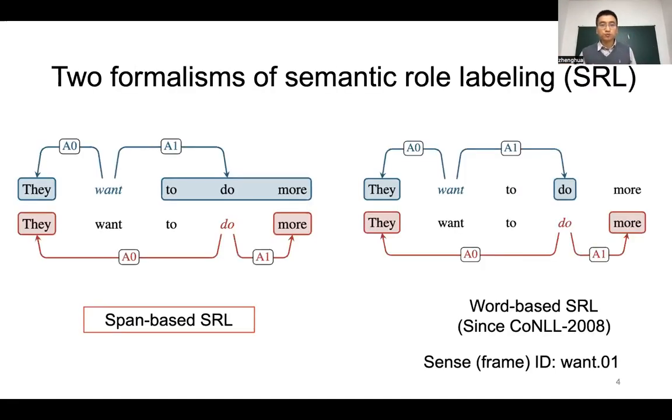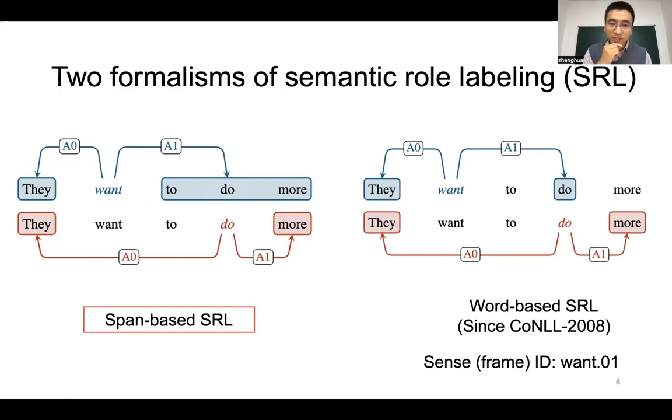Okay, there are 2 formalisms for semantic role labeling. One is called span-based SRL. Actually, this is the traditional formalism for SRL. You can see in this sentence, there are 2 predicates: want and do. For each predicate, we try to capture its arguments. A0 means argument zero, and A is short for argument. Okay, and also we get the arguments for do. You can see an argument can be a word span or a single word. So it's called span-based SRL.